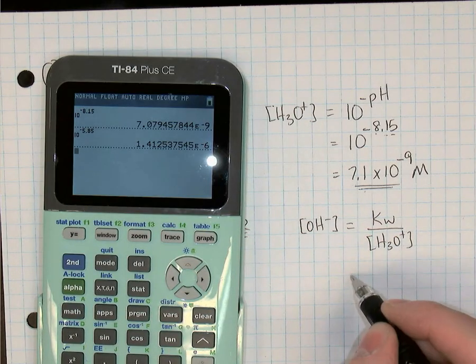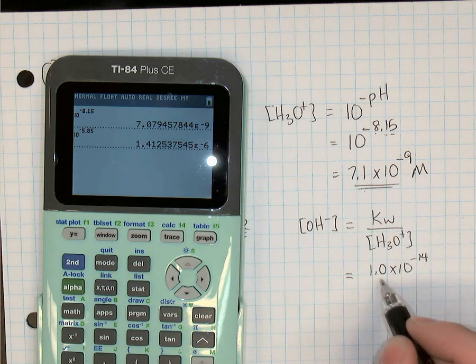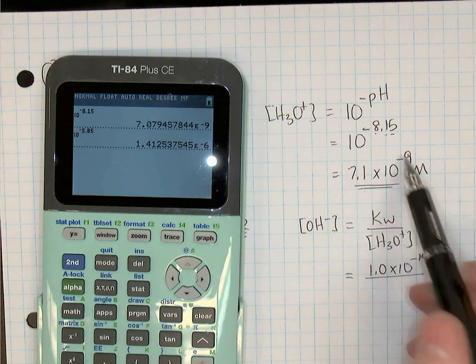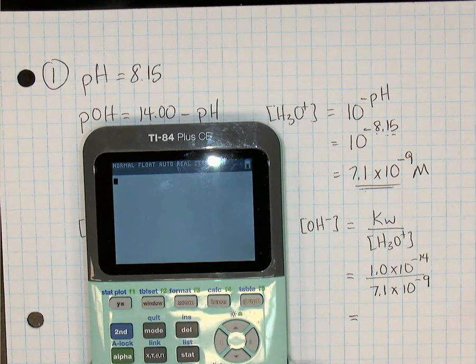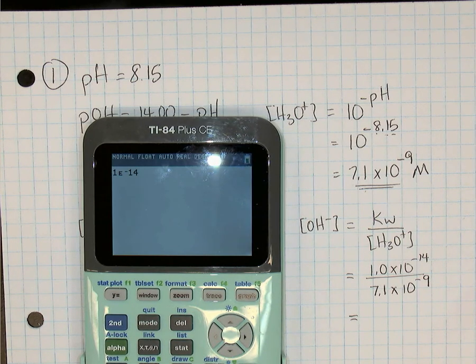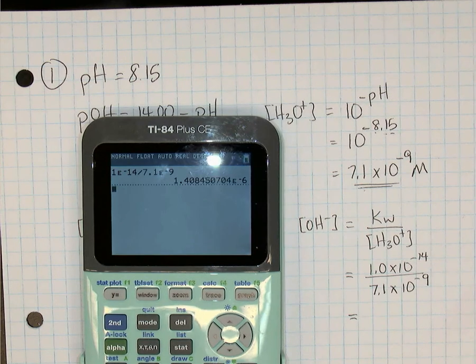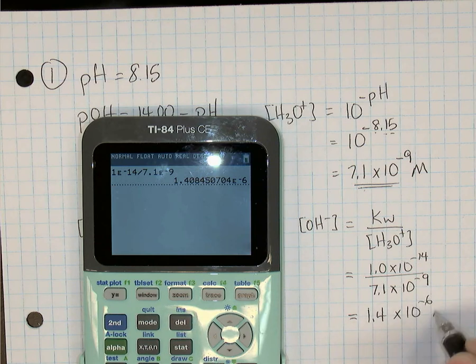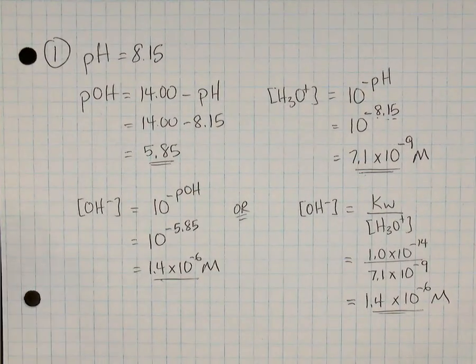So using the Kw expression, we get 1.0 times 10 to the minus 14, the Kw at 25 degrees, divided by the hydronium concentration that we calculated above, 7.1 times 10 to the minus 9, equals. On your calculator, be sure you're using the scientific notation button. So 1 times 10 to the power of negative 14 divided by 7.1 times 10 to the power of negative 9 equals, and sure enough it's the same answer, 1.4 times 10 to the minus 6 molarity. So whichever method you use at the end for finding hydroxide, you should get the same answer.